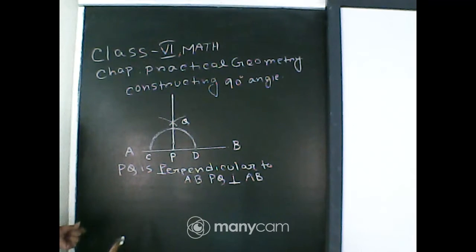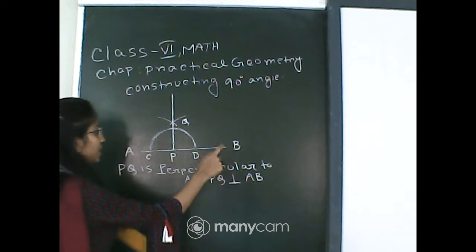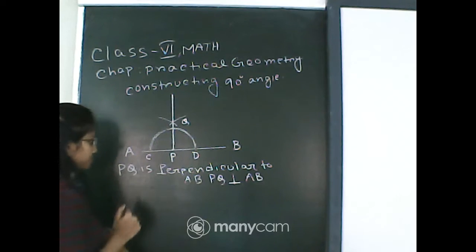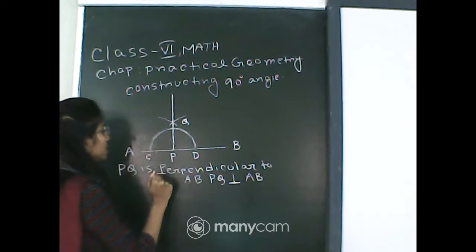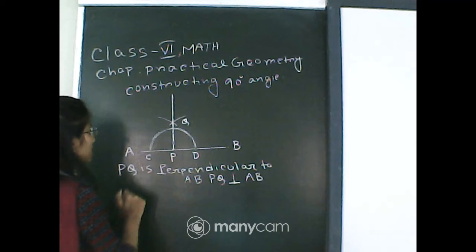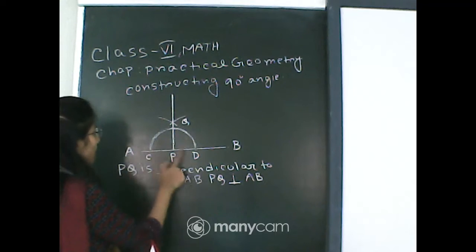Again, I repeat the process. First, we draw a line AB and take a point P on it. Then, with P as center and a convenient radius, we draw an arc. Suppose this arc intersects the line AB at 2 points C and D.